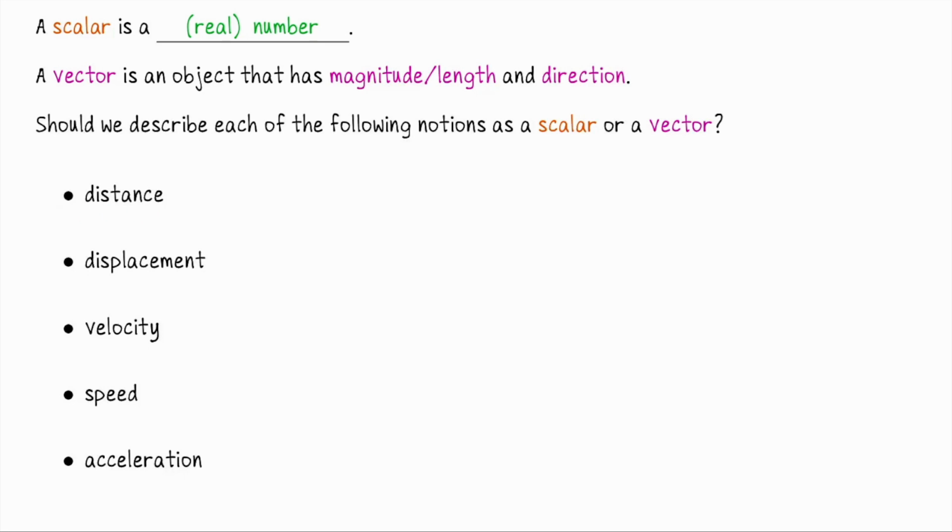Okay, so let's start with distance. If I say I live 15 miles from NC State, my distance to NC State is 15 miles. But you don't know if I'm north, south, east, or west, how I'm situated relative to campus. So when we say distance, for example, 5 kilometers, that's just a number. So our notion of distance is a scalar quantity.